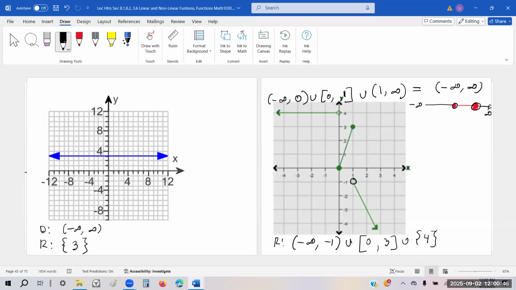So can you combine this journey? We cannot, right? Because we have a gap from negative 1 to 0. We didn't start where we stopped. You choose to have some gap, so you cannot combine these two. Same thing here. You stop at 3, start at 4, so you cannot combine them. So the range has to be 3 pieces, but the domain becomes 1 piece.